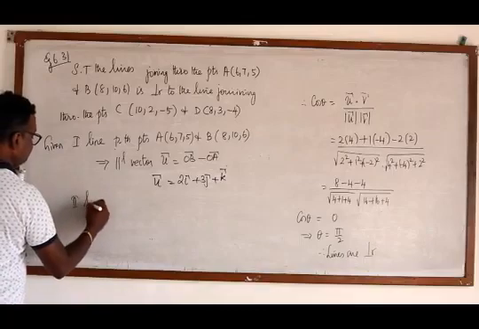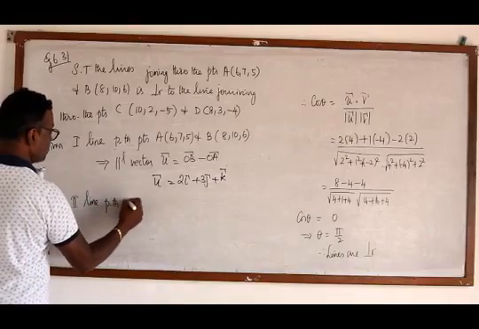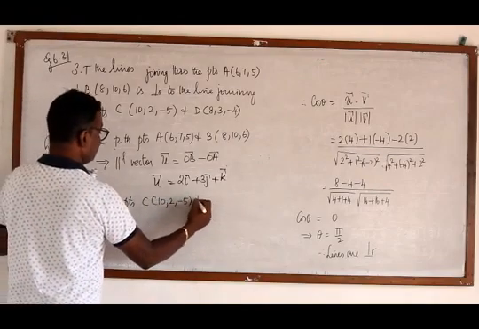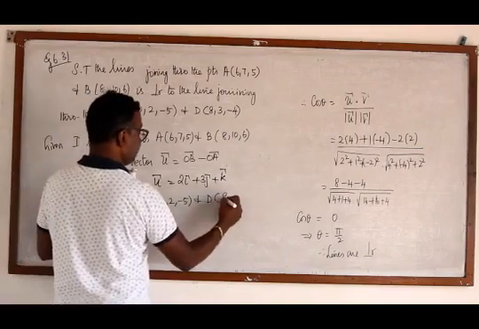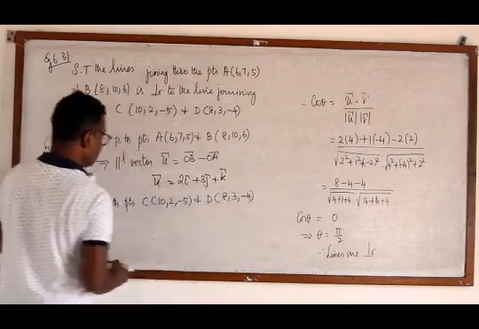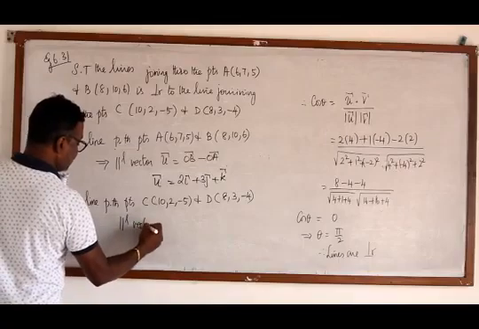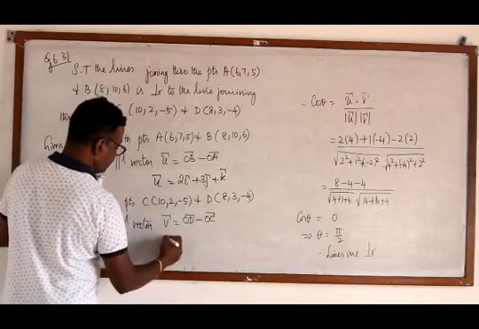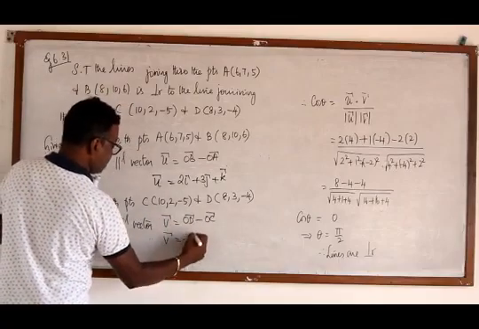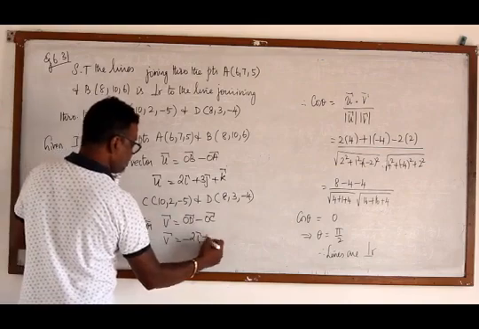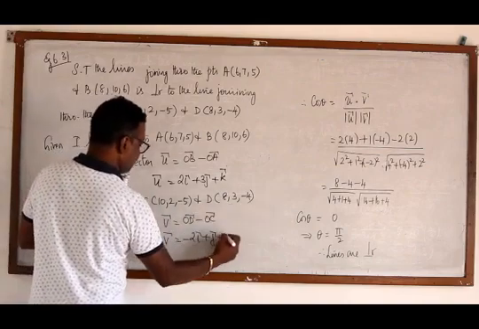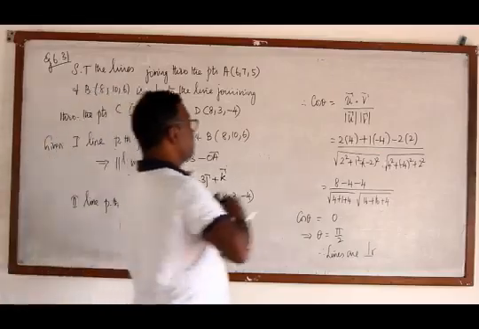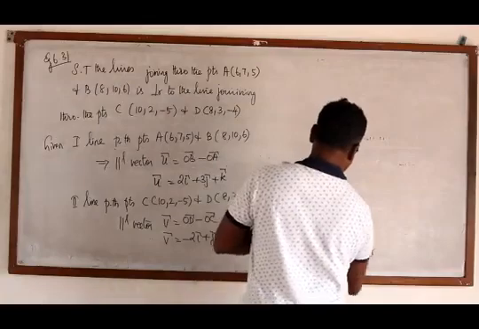Similarly, the second line passes through points C(10, 2, -5) and D(8, 3, -4). Then the parallel vector v equals OD vector minus OC vector. That is 8 minus 10, minus 2i, 3 minus 2, plus j, minus 4 plus 5, k. That is the k vector.